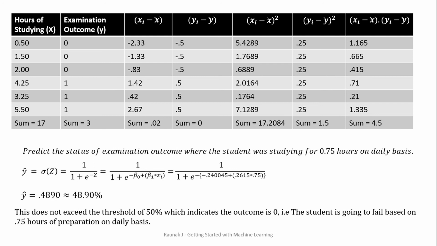Similarly, I'll take a fail example, where the student fails. Predict the status of the examination outcome where the student was studying for 0.75 hours on a daily basis. So I replace the 0.75 into my x of i. So y pred is equal to 0.4890, which is a 48.90% probability. This does not exceed the threshold of 50%, it is below, which indicates that the outcome is 0. In essence, the student is going to fail based on 0.75 hours of preparation on a daily basis.